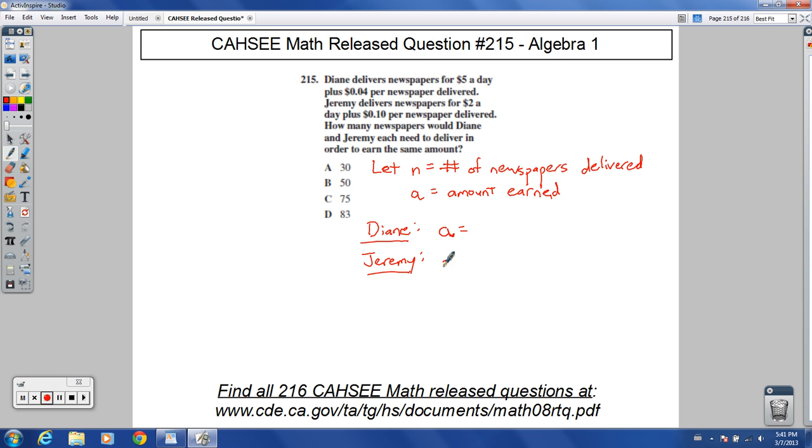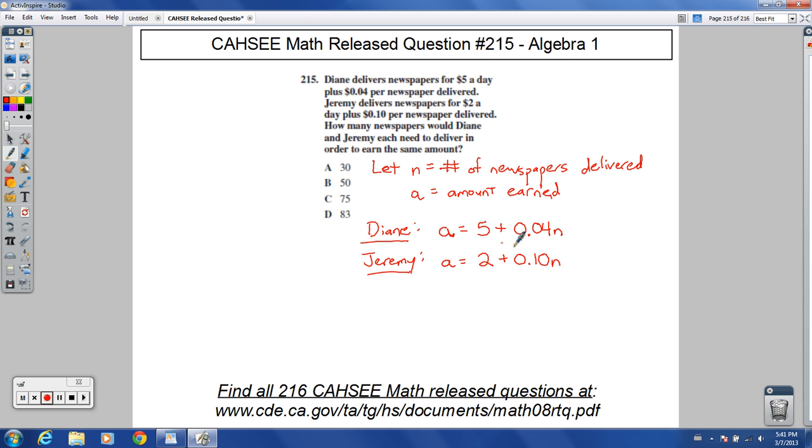So the amount that Diane earns, the amount Jeremy earns, will be for Diane, it's $5 a day. So she starts off with $5 before she even delivers a single paper, plus 4 cents for every newspaper she delivers. So plus 0.04 times the number of newspapers. For Jeremy, he starts off with $2, but he gets 10 cents for every newspaper that he delivers.